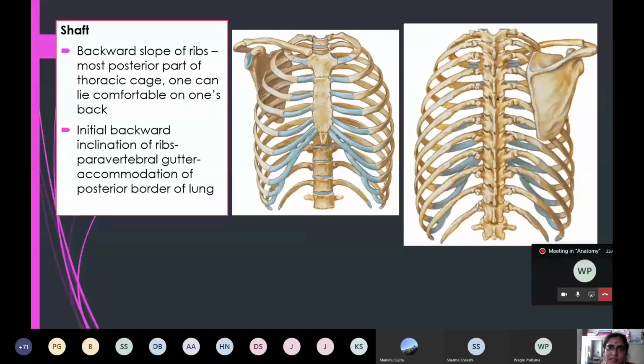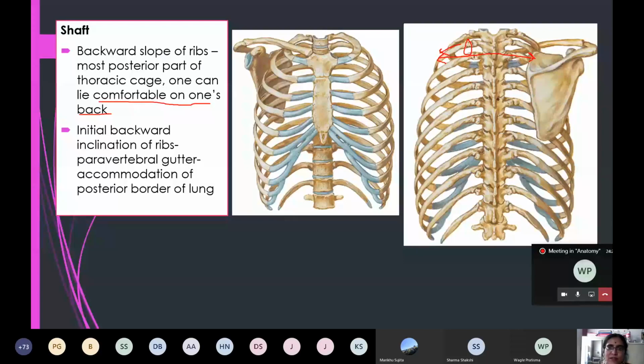Now here you can see, in the rib from the tubercle, this is the point of the tubercle. It is directed backward and laterally. As it is directed backward and laterally, it forms an area. On both sides, the ribs are directed backward and laterally from the tubercle, so that it forms an area on which one can lie on one's back when sleeping. So one finds it comfortable to lie on one's own back.